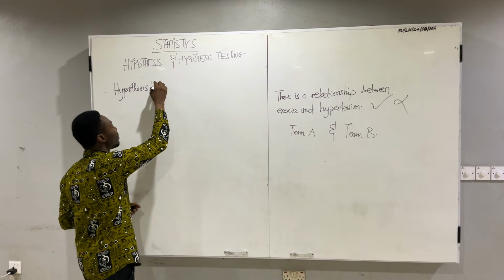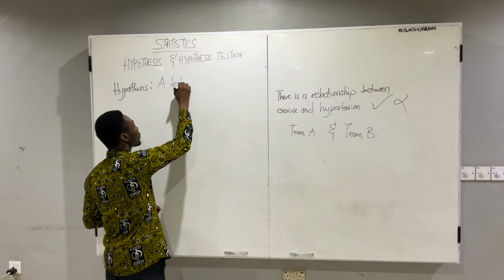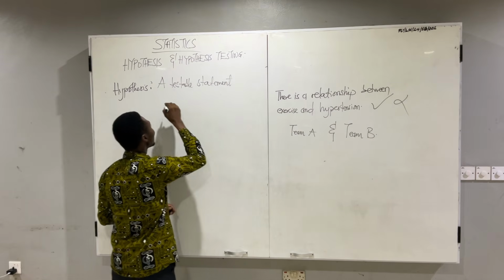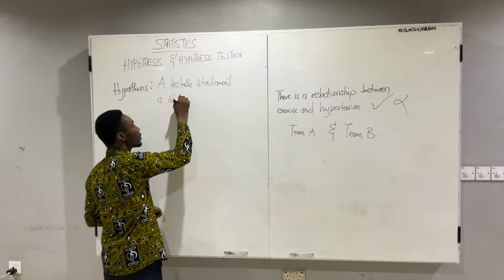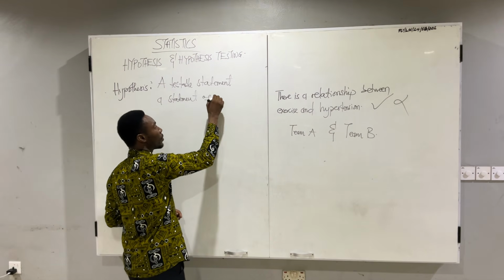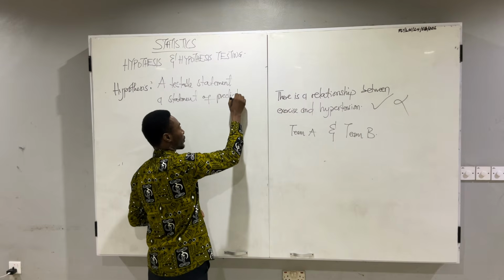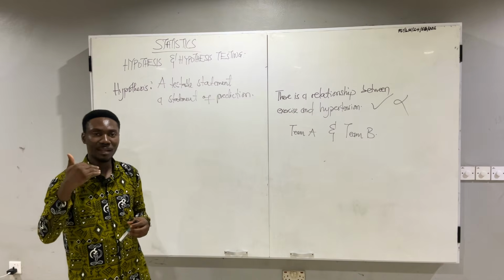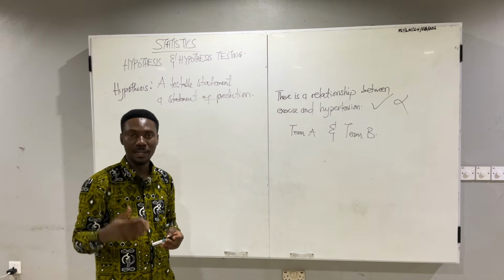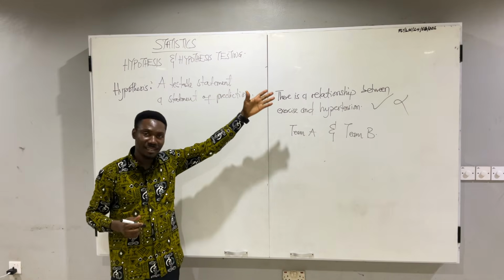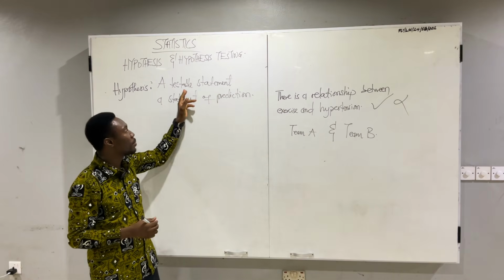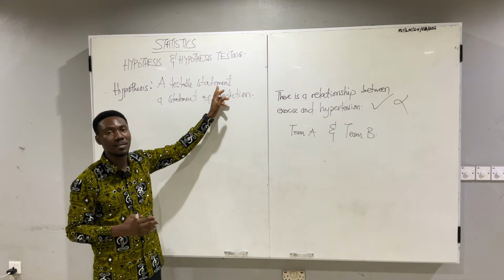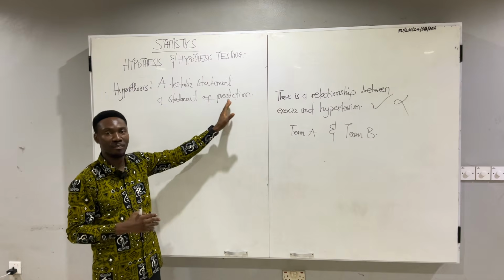Okay, so hypothesis simply means a testable statement. Or you can say a statement of prediction. Is that okay? So hypothesis is more like you are making a prediction. That prediction can be true or false. Again, a hypothesis can be tested. Is that okay? For us to know whether the hypothesis is true or false. That's why we say a hypothesis is what? A testable statement or a statement of prediction.